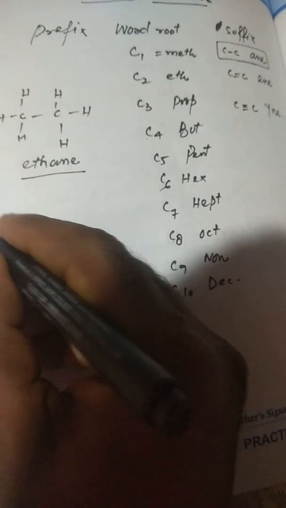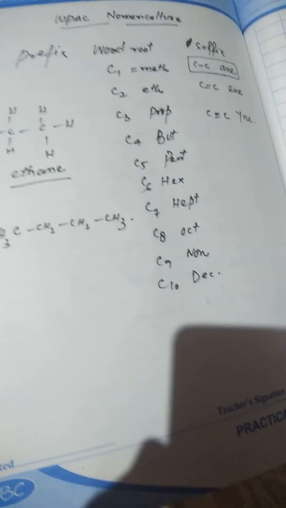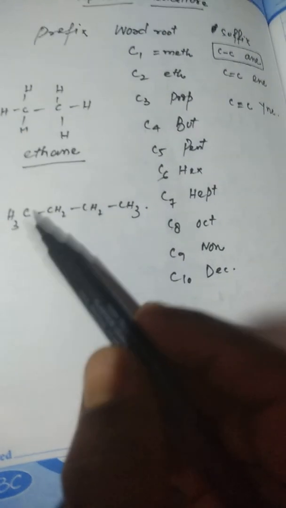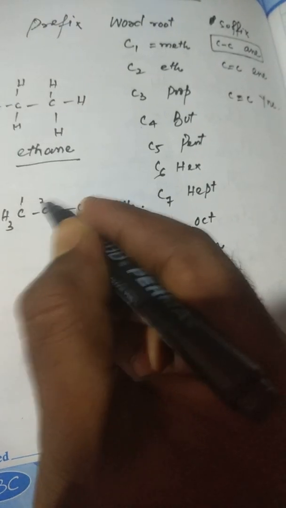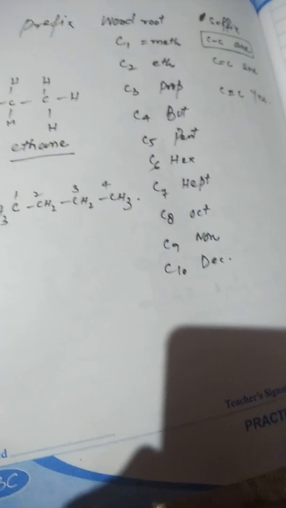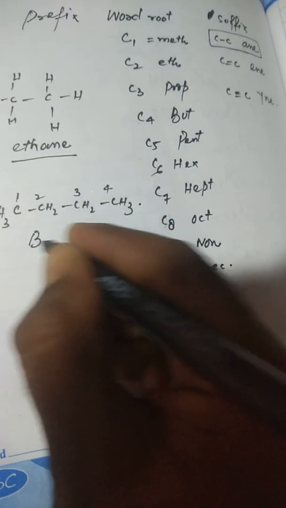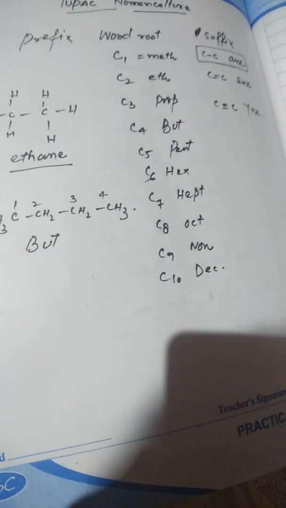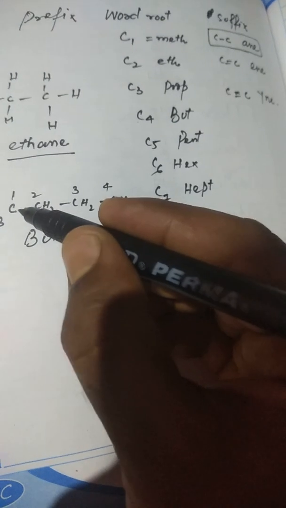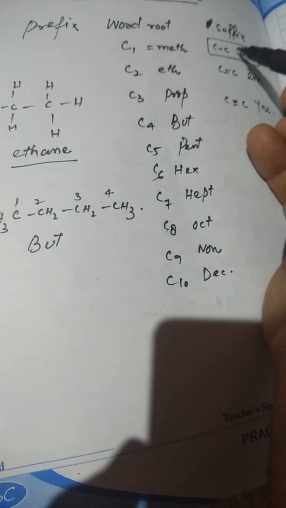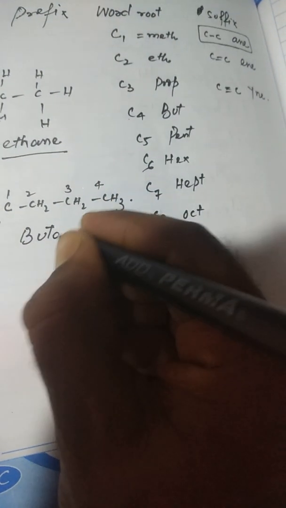Similarly, if we have an example like this, CH3 CH2 CH2 CH3. Now let's count the carbons. This is carbon number 1, this is 2, this is 3, this is 4. So how many carbons are there? 4. So what would be the word root? It is but. Now there is a carbon-carbon single bond present there. So the suffix would be an. So it is butane.